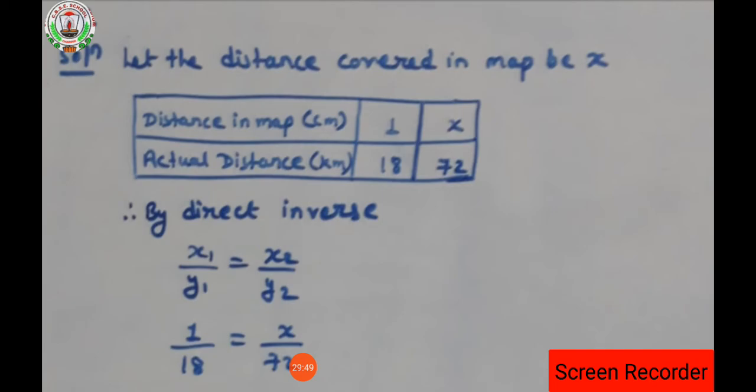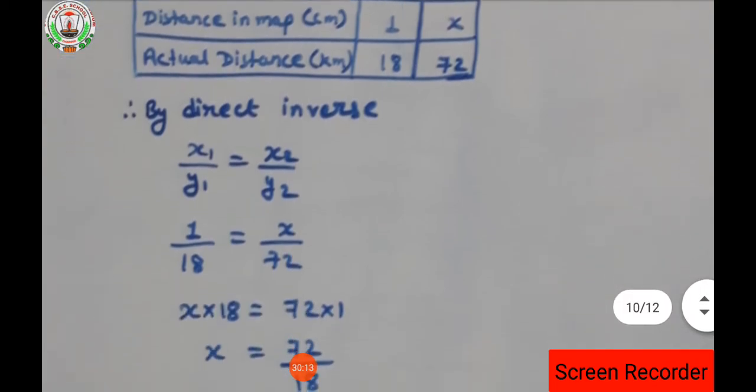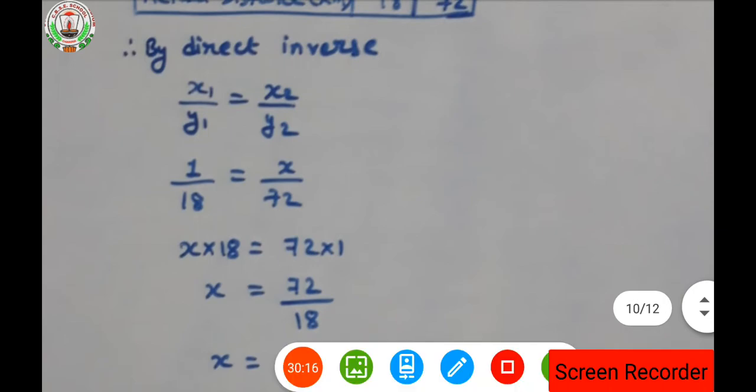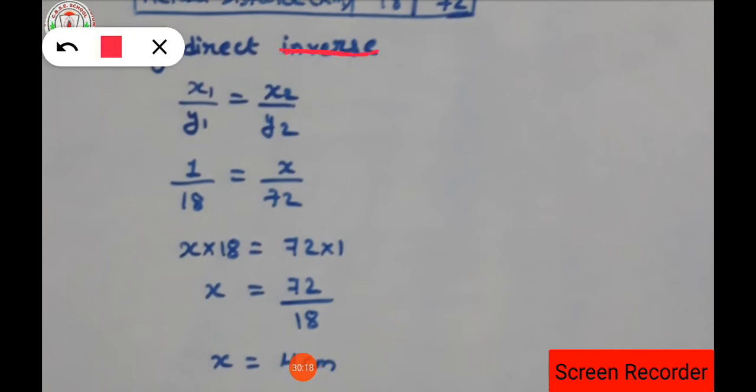So in a tabular form of a direct proportion, distance in map is in centimeter, and actual distance is in kilometers. Here look at the units: the imaginary distance in map will be in centimeter, but the actual distance on the road will be in kilometers. So that is 1 upon 18 and x upon 72. Clear? Now again, students, here it will become a proportion.